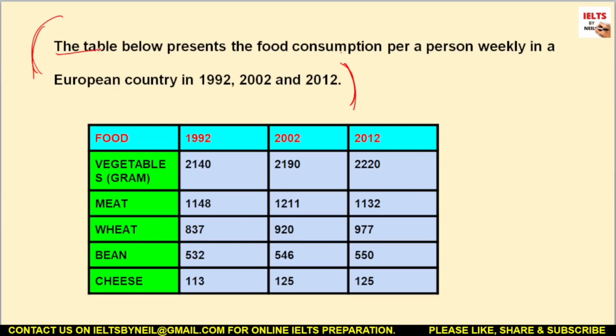The table is the table, we cannot write anything else. Below, we don't have to write this because in the answer sheet there'll be nothing below. Presents, you can write illustrates, or you can write provides the information about. Food consumption, just leave it like that. Maybe for a person you can say for people. Weekly, you can say per week.